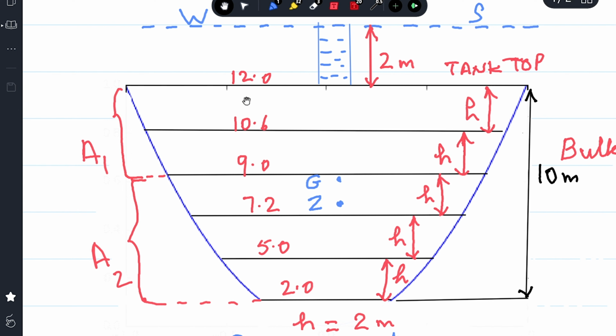I have taken top 3 ordinates, 12, 10.6 and 9, calling them area A1, and we'll use Simpson's rule number 1 for calculating the top portion A1. And from 9 downwards, 9, 7.2, 5 and 2, these four ordinates comprise area A2, the bottom portion. And that will be done by Simpson's rule number 2.